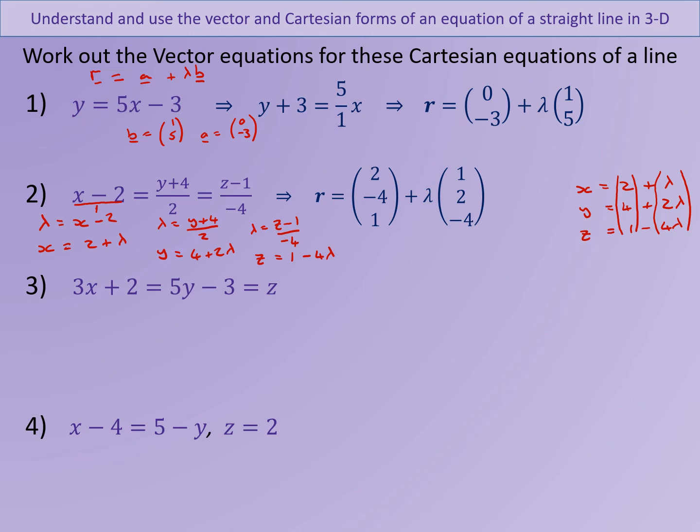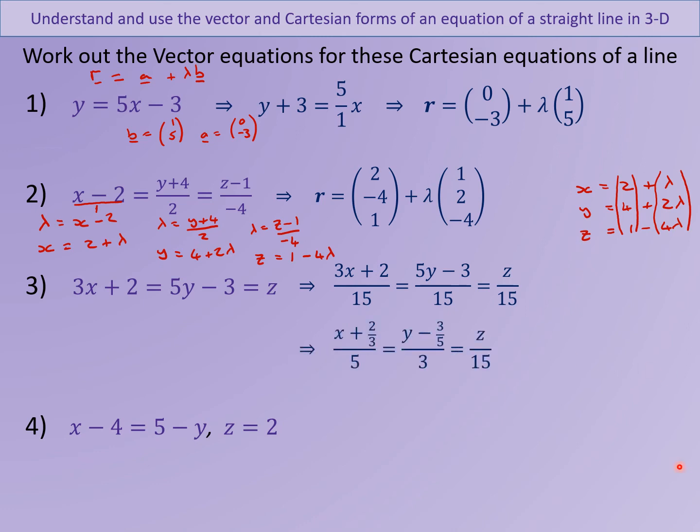So for number 3, there are again 2 methods you could use. The first method is to first of all divide all of the terms by 15. The reason we've chosen 15 is because we have 3x, 5y and 1z, and we need something that can be divided by 3 and 5. So 15 is the common denominator here. We can then cancel down those fractions to give us x plus 2/3 over 5, y minus 3/5 over 3, and then z minus 0 over 15.